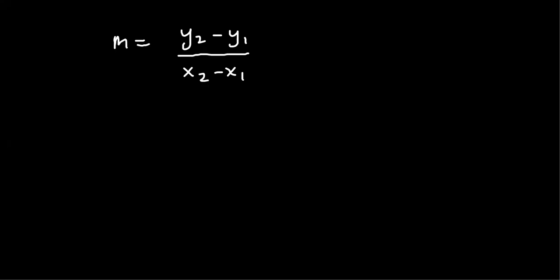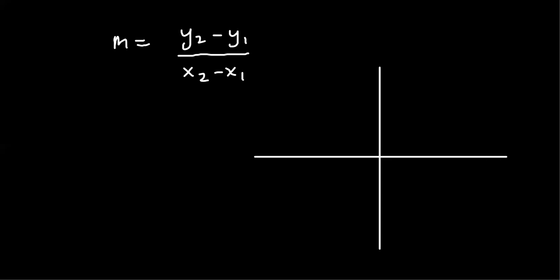Hi everyone, so in this video I'll show you how to find the gradient of a straight line given 2 points on the line. So let's do a few examples. So we've got a straight line, and then let's say we've got 2 points on the line. So let's say this is (5, 3), and this one is (-3, -3).